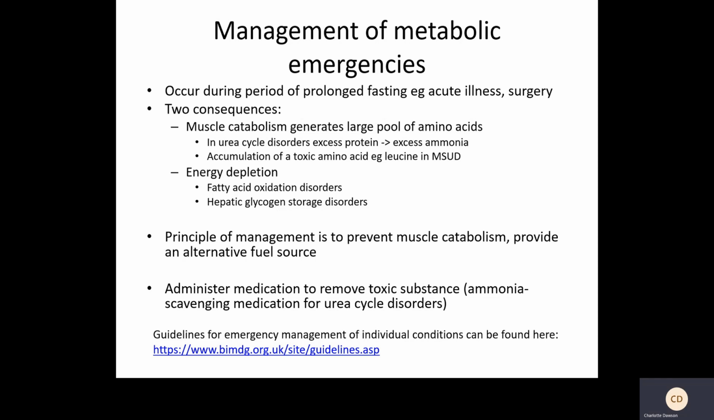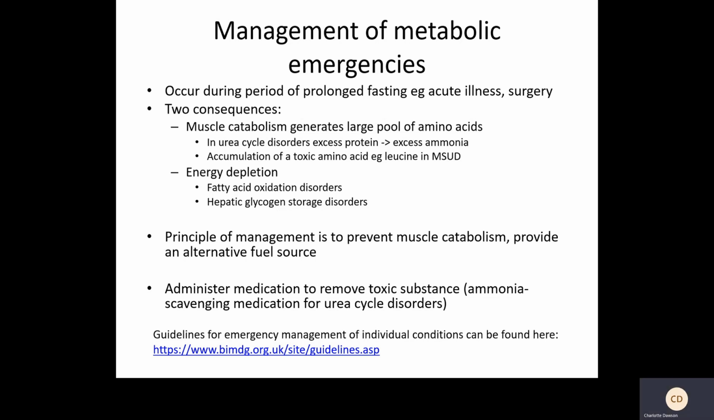Or it may be that this pool of amino acids results in accumulation of a specific toxic amino acid. An example of this is the accumulation of leucine in maple syrup urine disease, which is toxic to the brain, and like ammonia will cause encephalopathy.